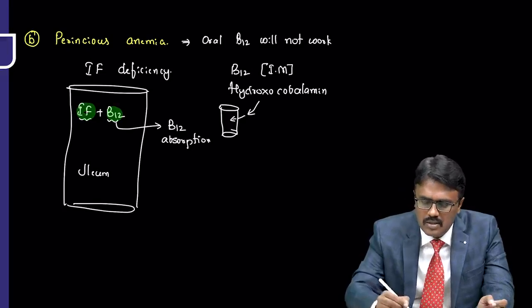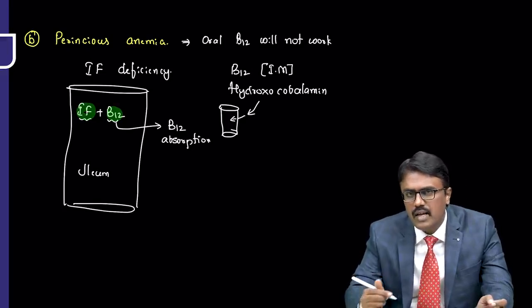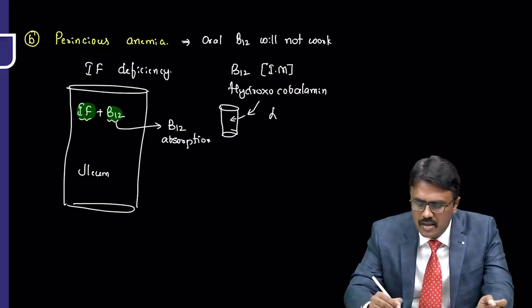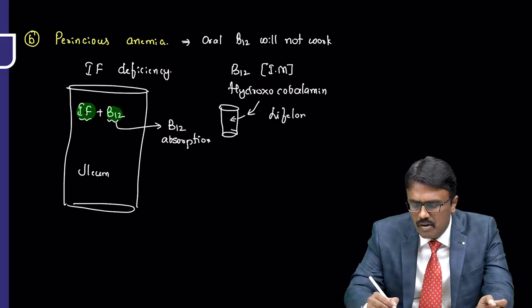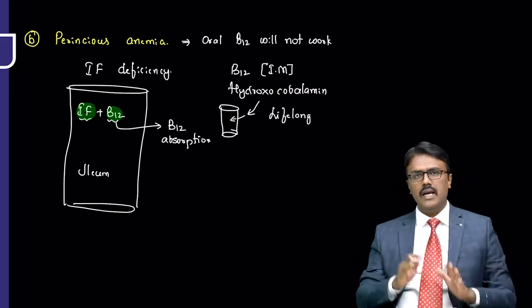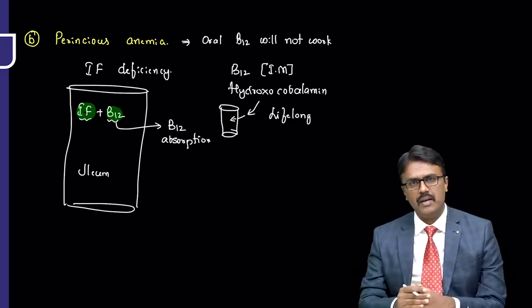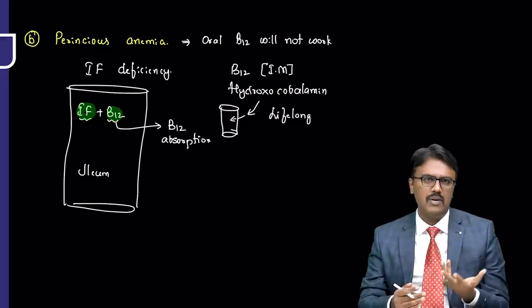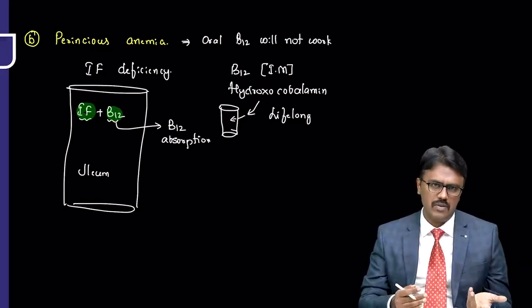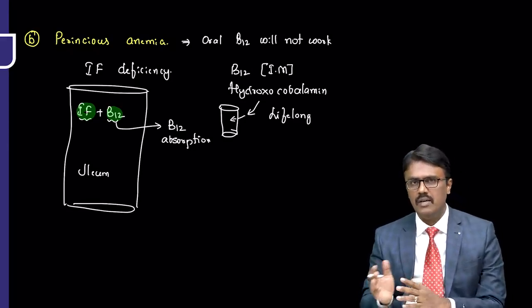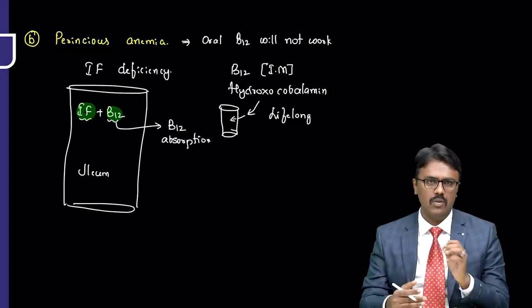So the question asked is, should we give this lifelong? Patient with pernicious anemia, should we give B12 lifelong? Yes, the patient requires lifelong therapy. So B12 has to be given IM every month lifelong. Can they take it with diet? No, because even if they take it with diet, B12 is not absorbed. So lifelong therapy is required for pernicious anemia, and we give IM B12 injection, not oral. Very, very important.